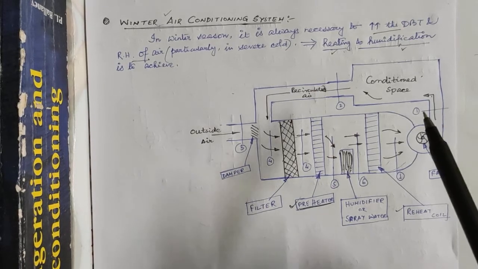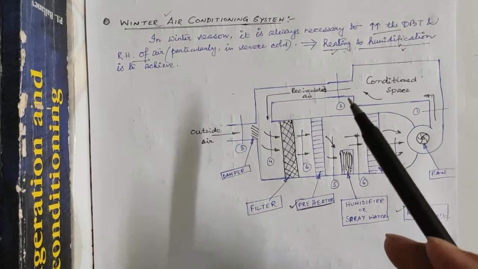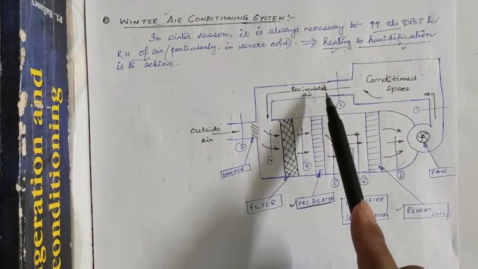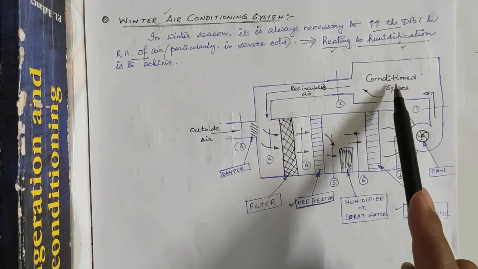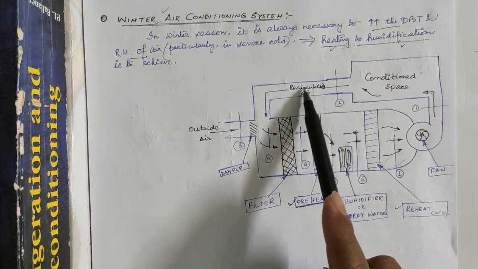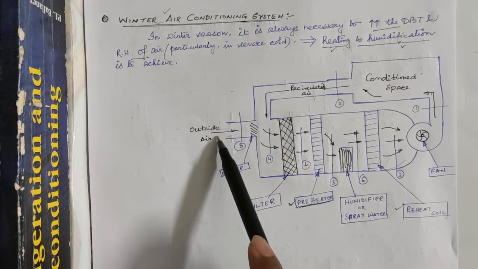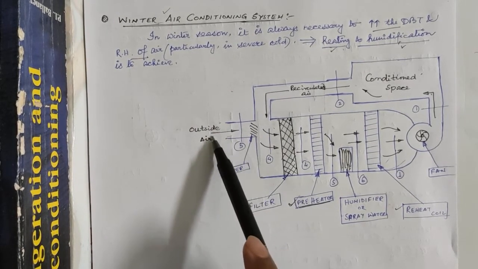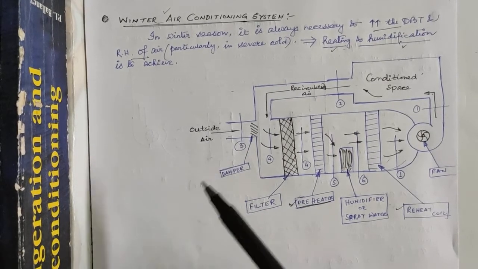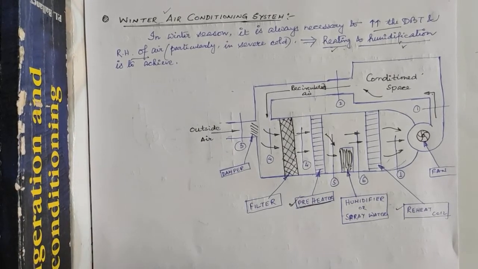So after within the conditioned space, a part of the used air will be exhausted to the atmosphere by an exhaust fan or ventilator. The remaining part of the used air, that is called recirculated air, again enters the return duct. That will again pass through the return duct, and again mix with the outside air coming through the atmosphere, after passing the damper, in a proper ratio. In this way, the process will be repeated again and again.